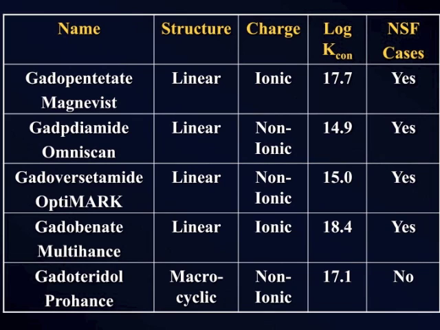Look at their structures. All but ProHance are linear structures. ProHance is a macrocyclic structure. Looking at the charges, you see that Magnevist is ionic, Omniscan non-ionic, OptiMARK non-ionic, MultiHance ionic, and ProHance non-ionic.